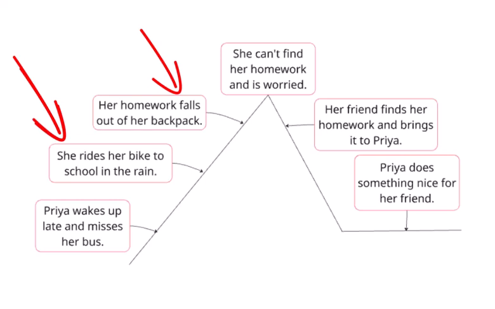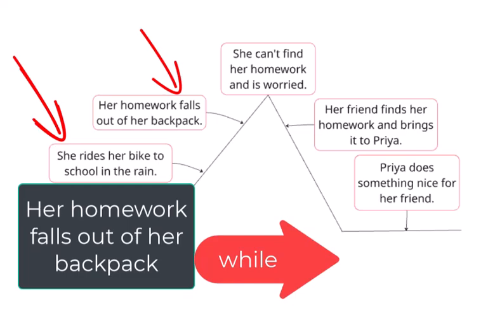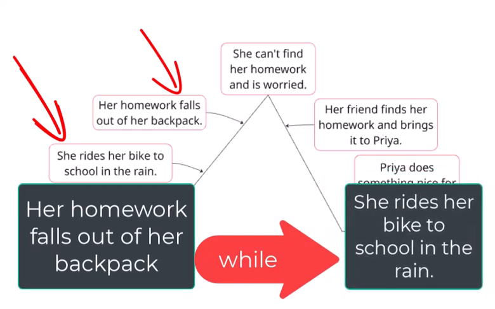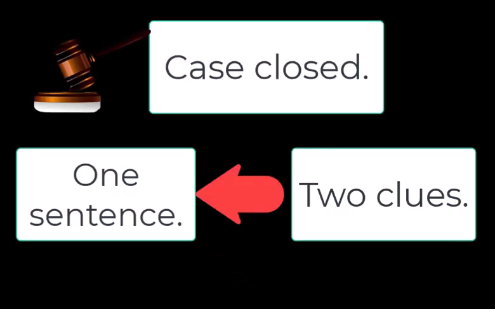Let's connect these 2 events. Now the conclusion. Priya loses her homework while she is riding her bike to school in the rain. Case closed. 1 sentence, 2 clues, done.